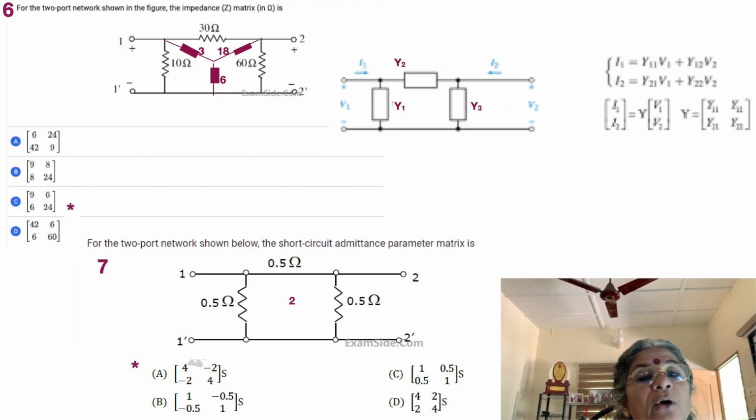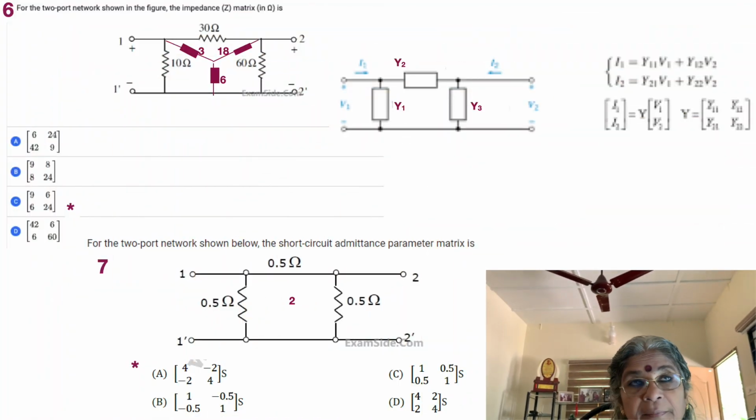We have found out the star equivalent by simply multiplying 10 into 30 divided by 10 plus 30 plus 60. So we have 3, 18 and 6 as the components in the legs of the star. Now it's easy to find that Z11 is equal to 3 plus 6, 9. Z22 is equal to 18 plus 6, 24. And what is common is going to be Z12, Z21, and that's equal to the common element, which is 6. Okay, so C seems to be right.